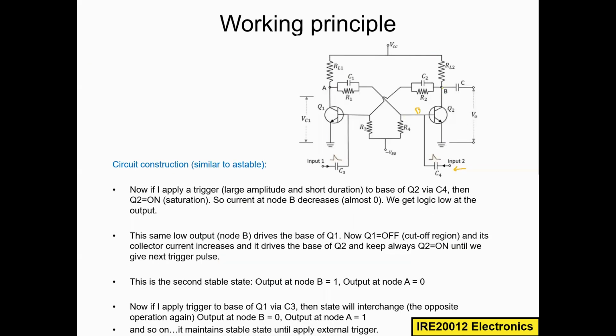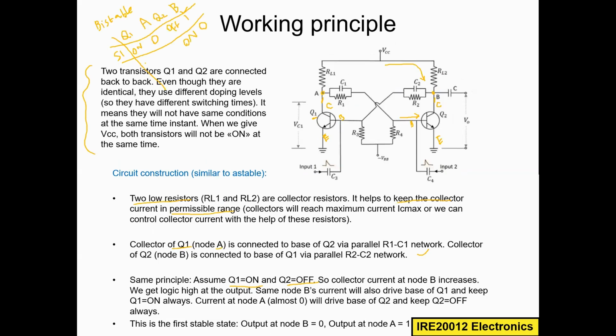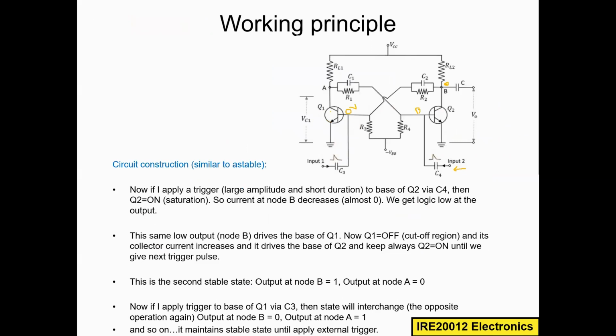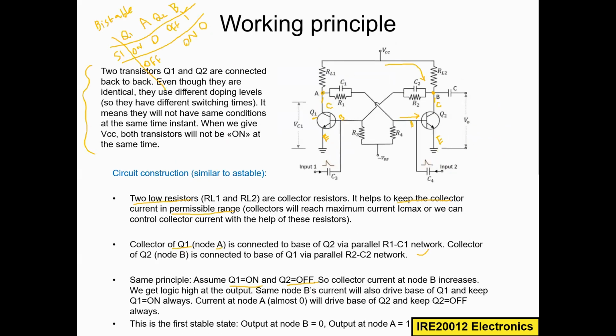Because of this voltage 0, this will drive the base of Q1. So this 0 volt will maintain the off condition in Q1. Because of the off condition, this is the open circuit. So the voltage will accumulate at this node from the VCC. So this will become logic high at node A. This is step 2.